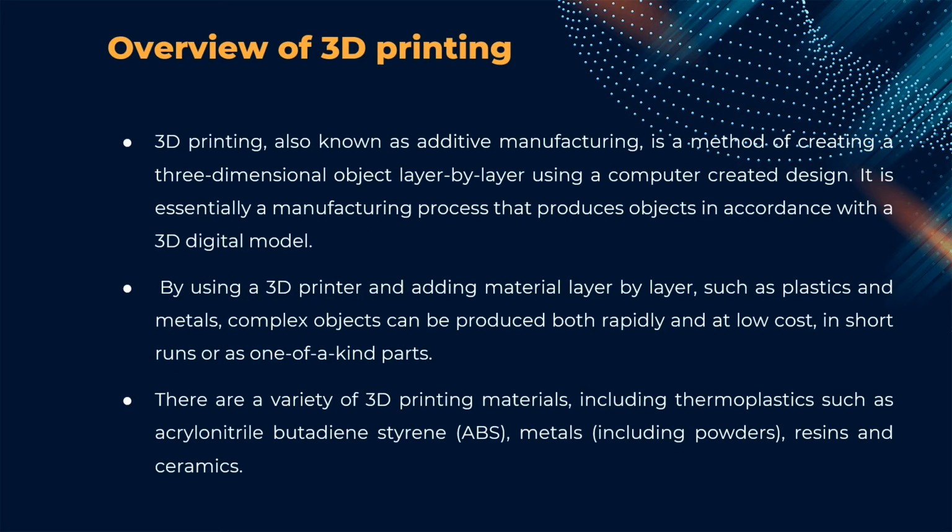All right, so let's start with an overview of what 3D printing actually is. 3D printing essentially is a manufacturing process where a three-dimensional object is created layer by layer in accordance with the digital model, which is actually a computer-aided design. There are a variety of 3D printing materials available, including thermoplastics such as acrylonitrile butadiene styrene, metals, resins, and ceramics. Using these materials, a very complicated design can be made in a very short span of time with very little cost.